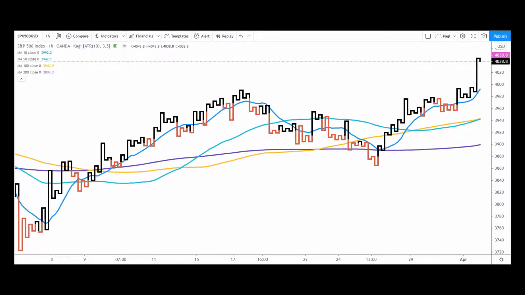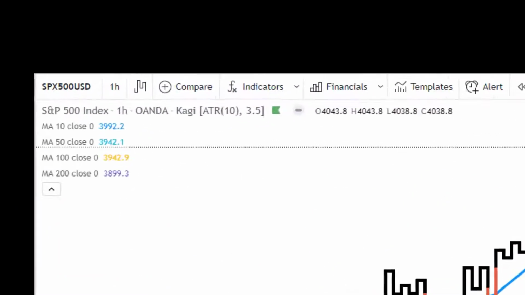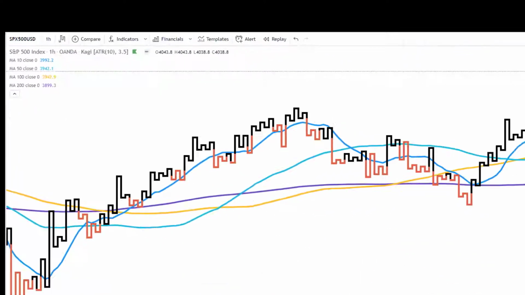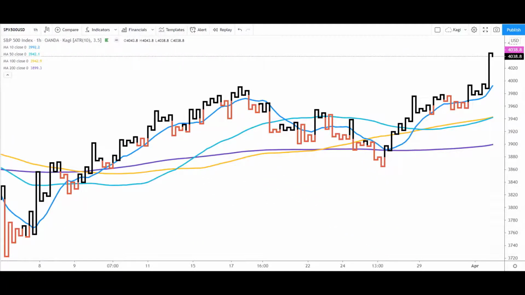So here we have the S&P 500 again. This time it's a 1 hour setup. So we've got an ATR of 10 periods giving us a $3.50 movement. And I've just added on, as you can see in the top left corner there, 4 moving averages, 10, 50, 100, 200, just to give you an idea of what they look like. And basically the rules for all those other charts that we've seen previously in this section apply to the Kagi chart. So you use exactly the same rule set as before to apply to the Kagi charts.